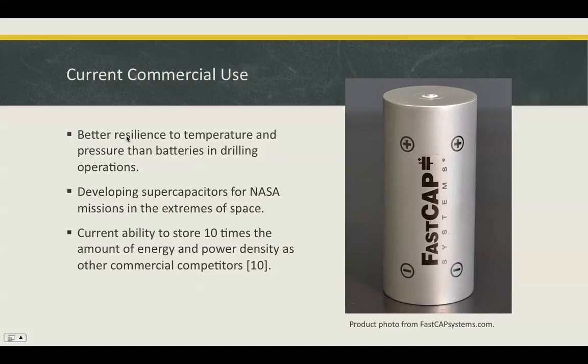Their supercapacitors were used in drilling equipment and offered more resilience to temperature and pressure while providing a stronger signal from the available energy than batteries that were used previously in these operations. They have been developing supercapacitors for NASA in missions that require extreme temperatures from both ends of the spectrum, by wanting to go into deep space and also missions to Venus. Their advanced supercapacitors are able to store 10 times the amount of energy and power density as commercial competitors.